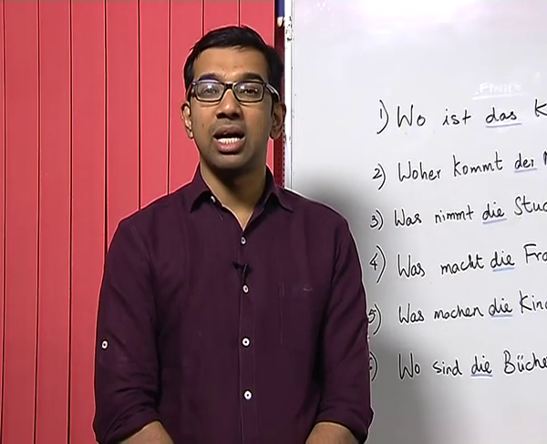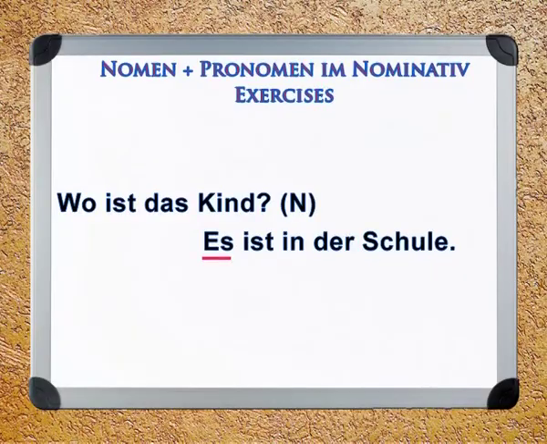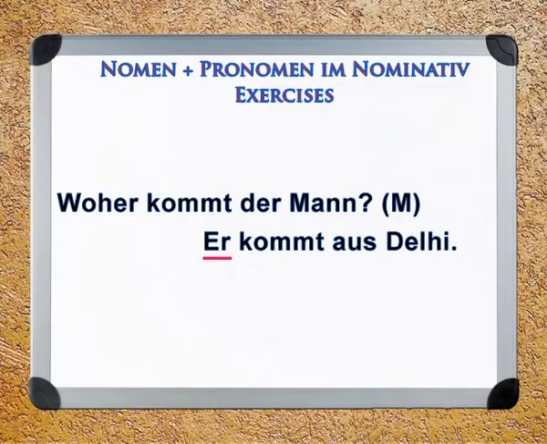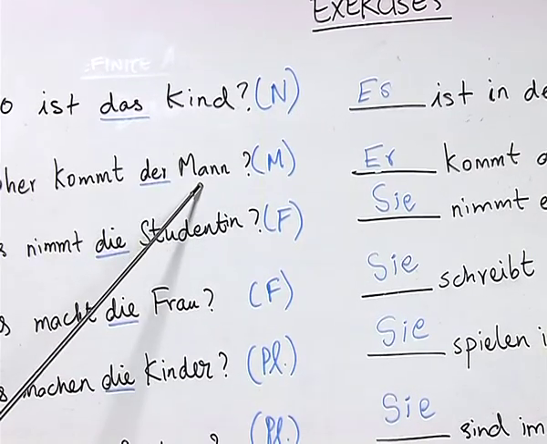Now let us look at the answers given by the student and see if the answers are right or wrong. Wo ist das Kind? Es ist in der Schule. As you can see, the student has written the correct pronoun for the noun das Kind, which is es. The answer is correct. Woher kommt der Mann? Er kommt aus Delhi. Here also the student has written the correct pronoun for the noun der Mann, which is a right answer.